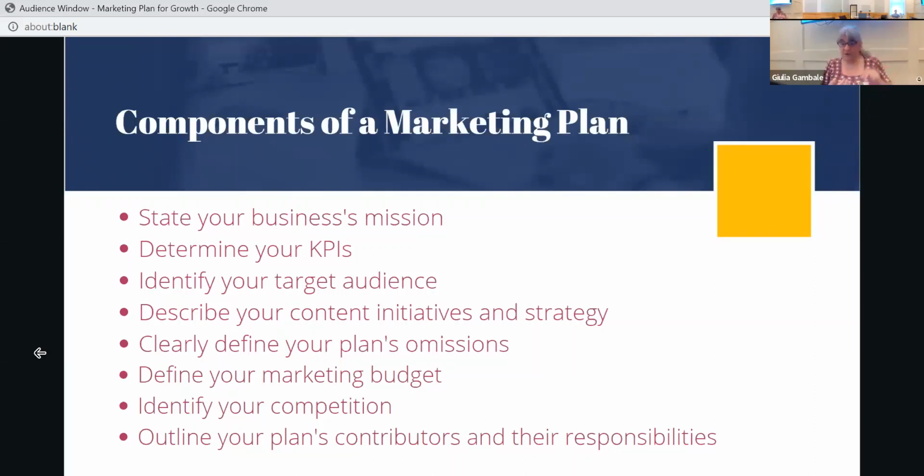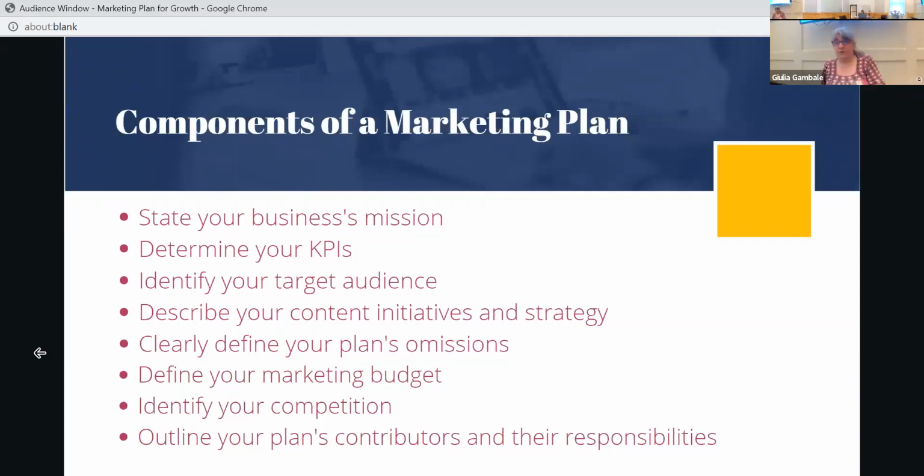Determine your KPIs. Does everybody know what KPIs are? I'm going to give you a website, kpi.org, that explains what KPIs are. I'll get to that a little bit later as well. Identify your target audience. This always is coming up, right? Your buyer personas, avatars is what they call them. Really know who it is that you are selling to. One of the reasons why this is so important, especially as it pertains to a marketing plan and a marketing strategy, is really budget. You can't just randomly broadcast and expect a good return on investment. Describe your content initiatives and strategies.